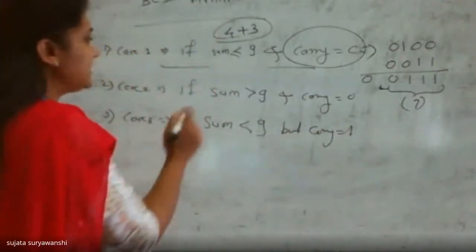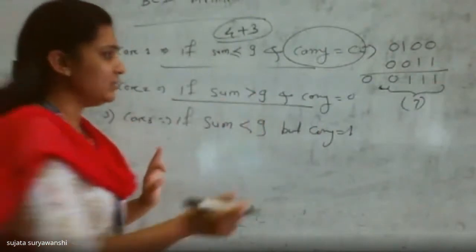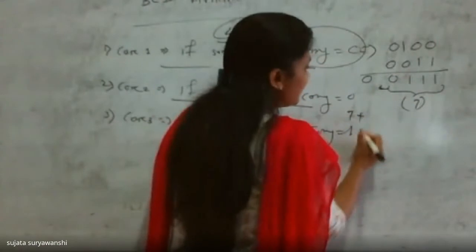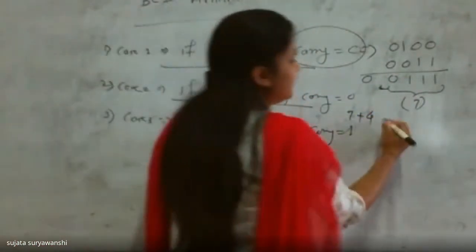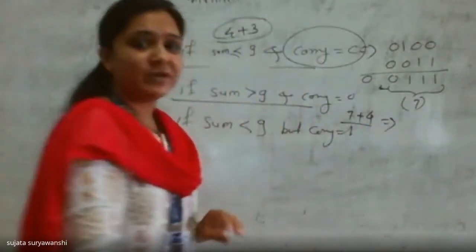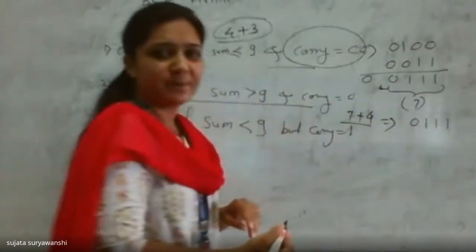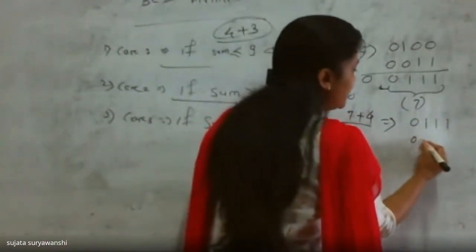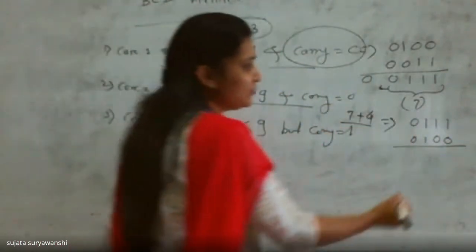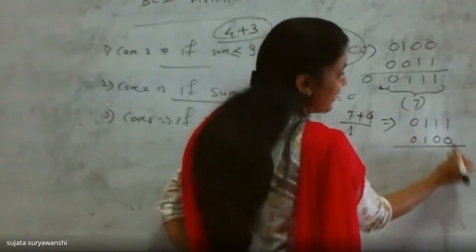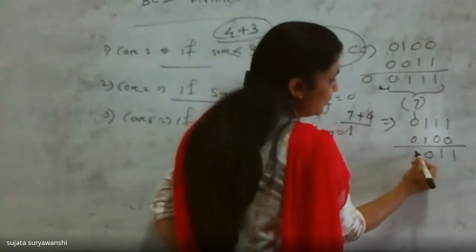Okay. Then we'll see the second case: if sum is greater than 9 but carry is equal to 0. Suppose 7 plus 4. If you want to perform 7 plus 4, then simply write down the BCD equivalent of 7 first. BCD equivalent of 7 is 0111. BCD equivalent of 4 is 0100. Use again the arithmetic rules for addition. 1 plus 0, 1. 1 plus 0, 1. 1 plus 1, 0, carry 1. And then 1 as it is.